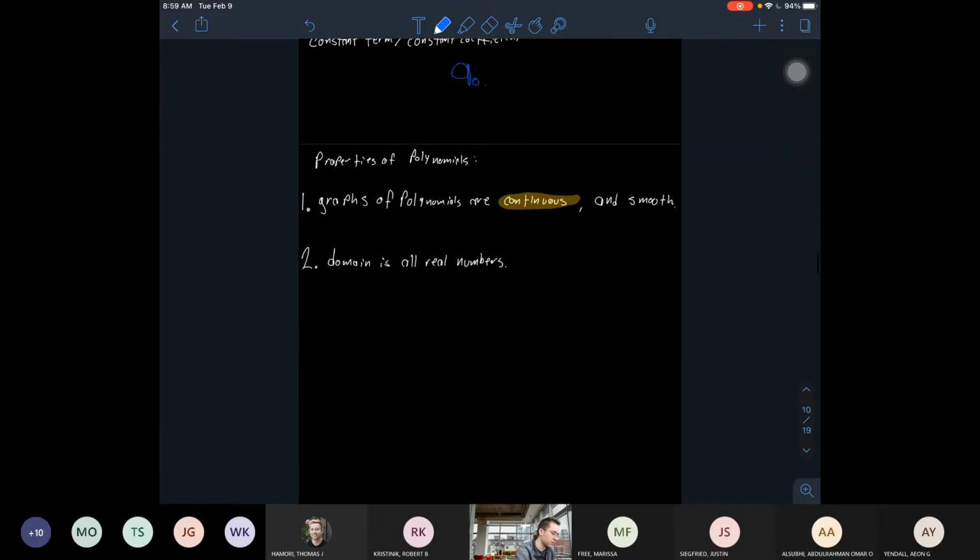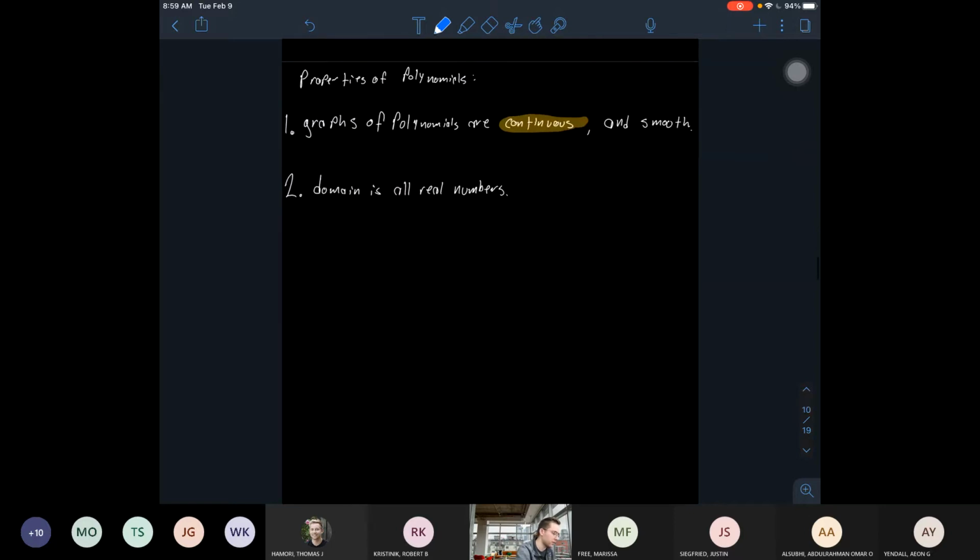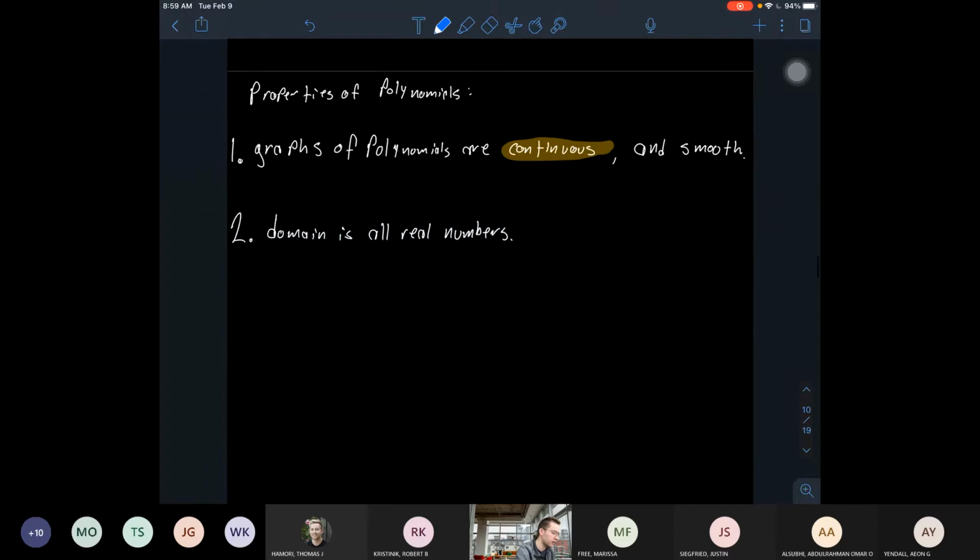So let's talk about a couple properties really quickly. First of all, graphs of polynomials are going to be continuous. Okay, so continuous means no jumps and no holes in the graph.